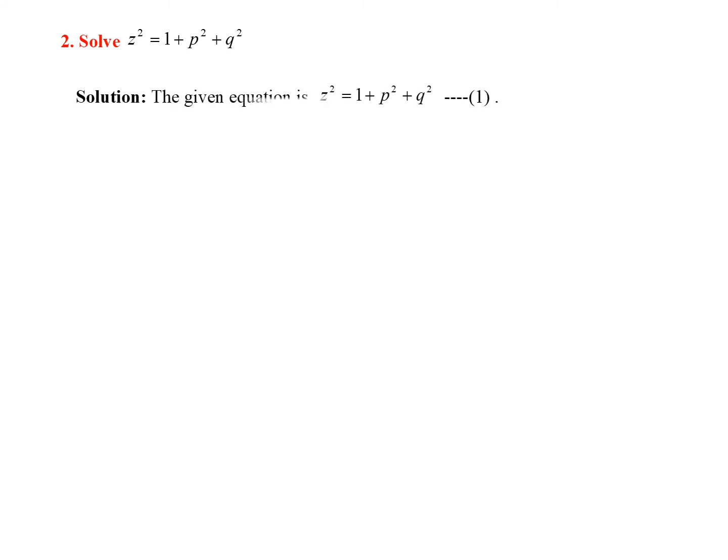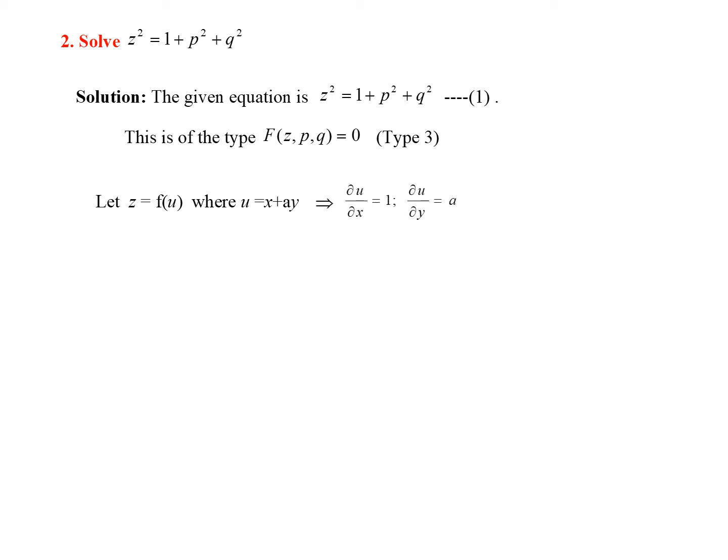The second one: solve z squared equal to 1 plus p squared plus q squared. Again, when we observe, this is a function of z, p, q equal to 0, hence it is of type 3. Then what is the procedure of type 3? As usual, assume the solution z equal to f of u, where u equal to x plus ay.